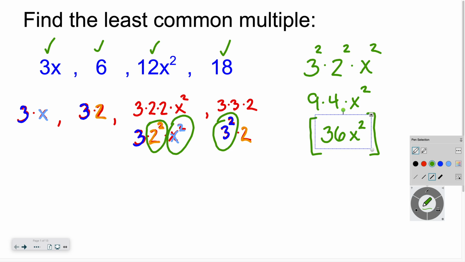Some people get tricked and they think it's 18. They think the least common multiple is 18x squared, but 12 does not divide evenly into 18. 12 itself is not a factor of 18. So 36x squared is our least common multiple, right? So that's how we kind of want to look at least common multiples when we have to deal with those types of questions.